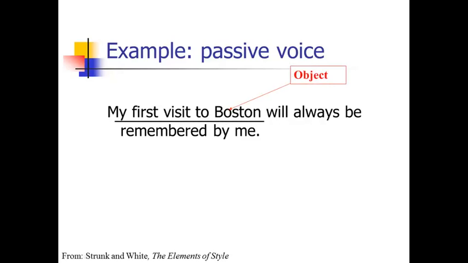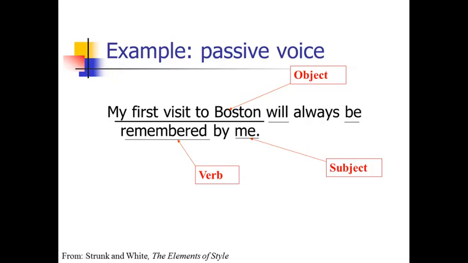So here's my object. Then you get a passive verb. And again, you can recognize the passive verb because you have a form of the verb to be. So we've got will be. And then you've got the past tense of the verb that takes the object. So that's the remembered. So here's the verb. And then you get the subject at the end of the sentence. That's me, right? The subject is me in this sentence. So we get object, verb, subject.